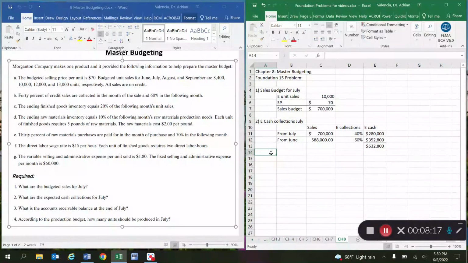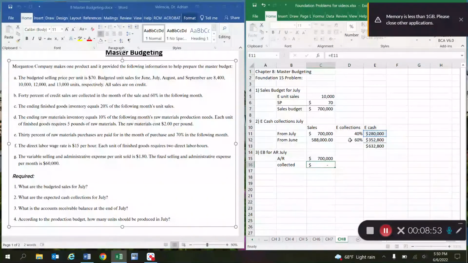All right, third item, the question is, what is the accounts receivable balance at the end of July? Well, let me write this down. Ending balance for AR July. Recall that in July we started with $700,000, right? Because we sell 700. Of that, collected in July was this amount, 280,000, because that was 40% of those same sales.